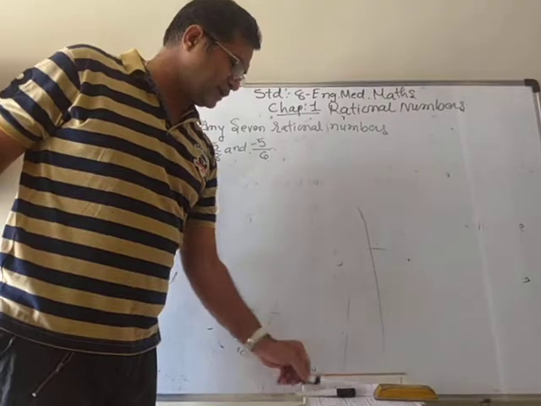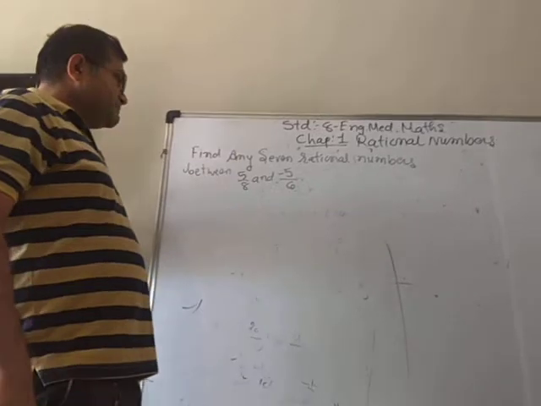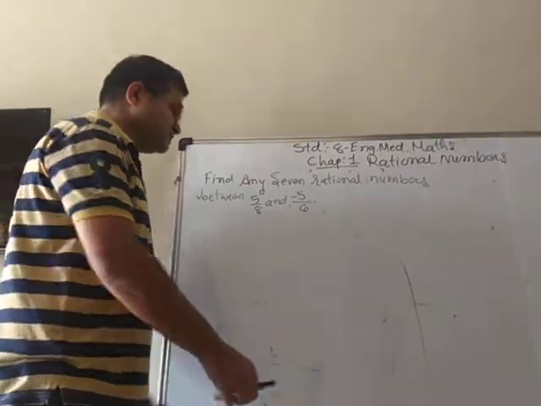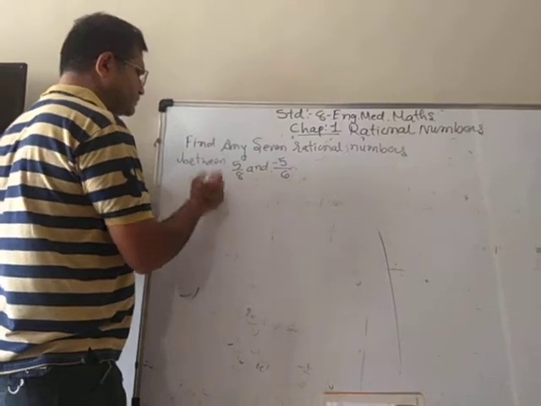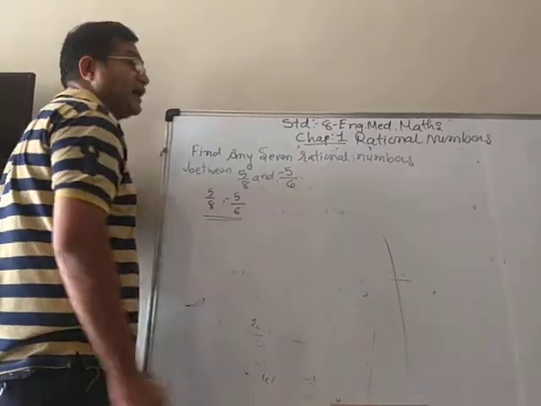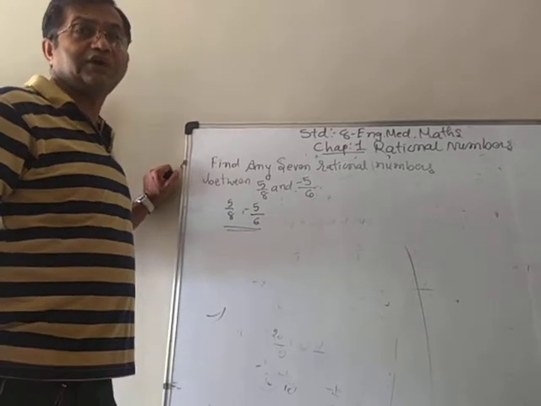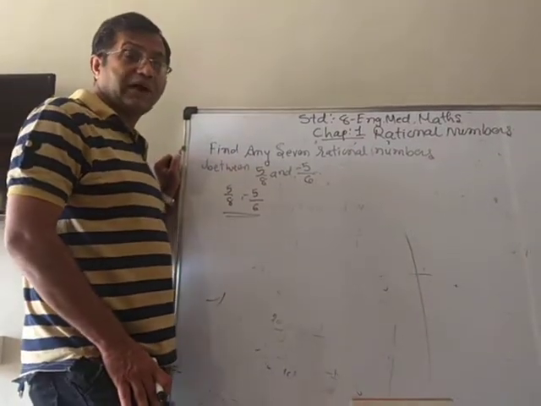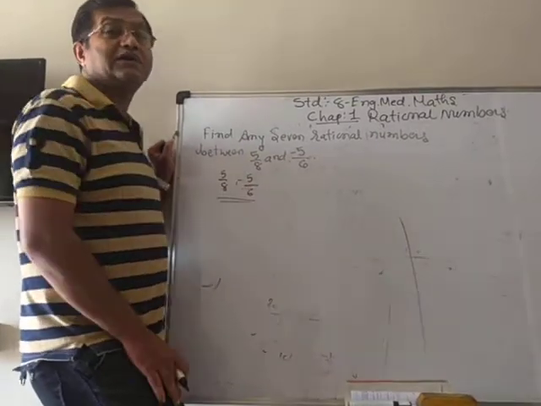That is the question given here: find 7 rational numbers between 5 upon 8 and minus 5 upon 6. So now 5 upon 8 and minus 5 upon 6, these two numbers are given. Now you can see that they are having different denominators. So first we have to make them like fractions. How? By taking LCM and making them with equal denominators.